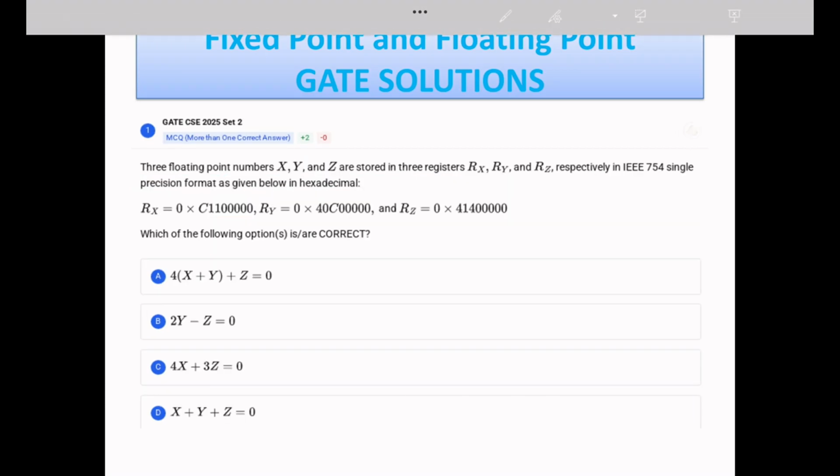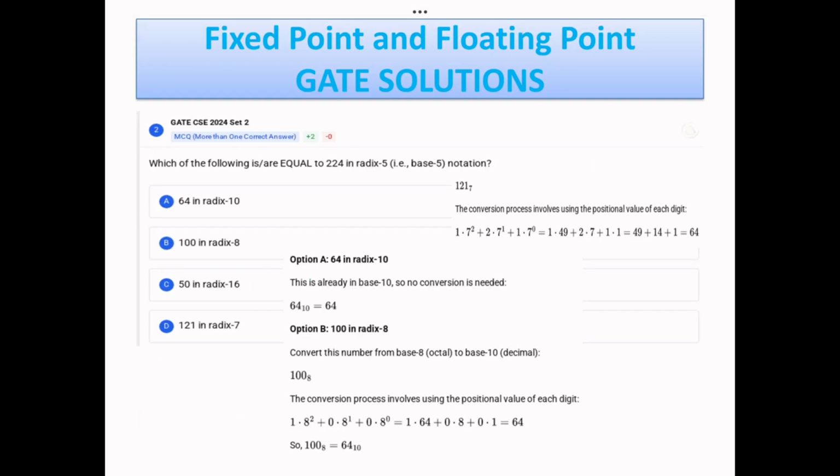And you can see x is equal to this, convert to binary, y is equal to this, convert to binary, z is equal to this, convert to binary. And what is he asking? He is asking which one is correct. This is also very simple. Convert x, y, z in a standard form, in decimal number, or you can write in the binary form, and after then you can check. Already we explained, so I will not waste my time.